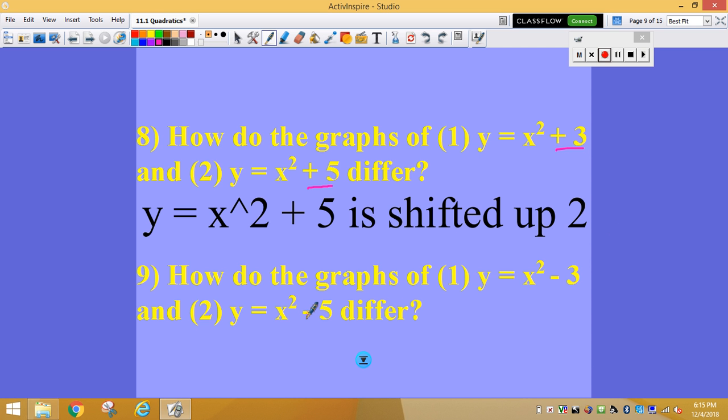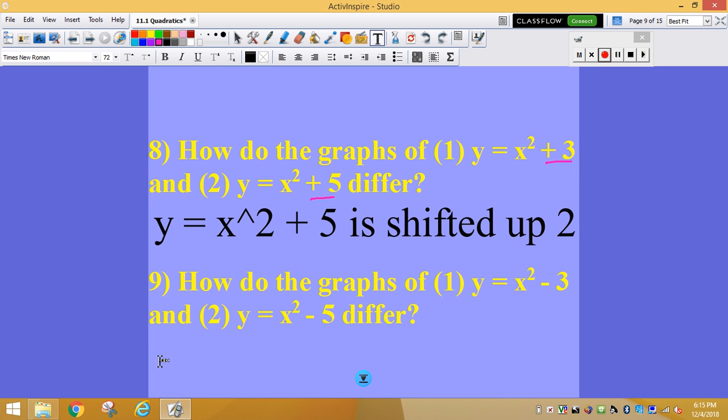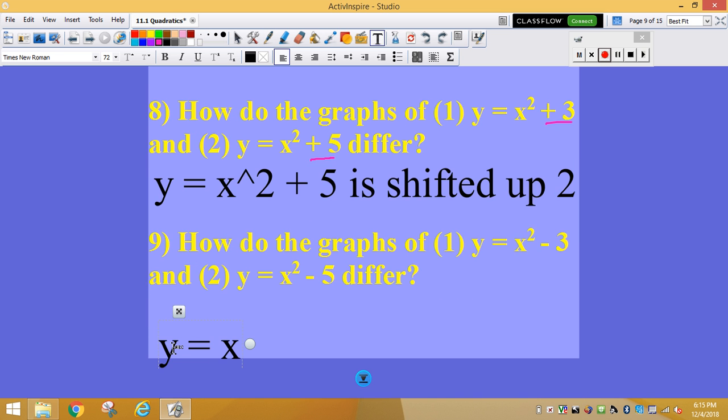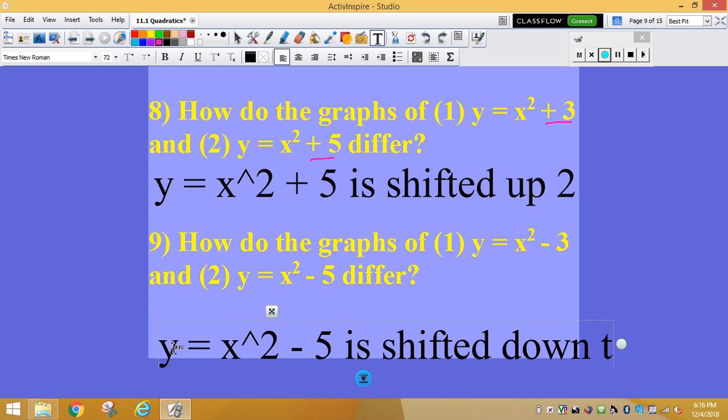Okay, how do these differ? Again, they're both x squared, so that's not changing. All that's happening is y equals x squared minus 5 is shifted down 2.